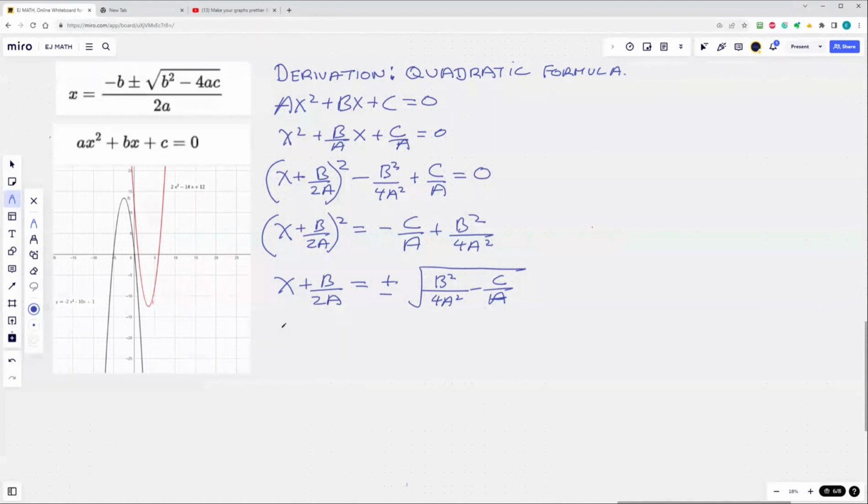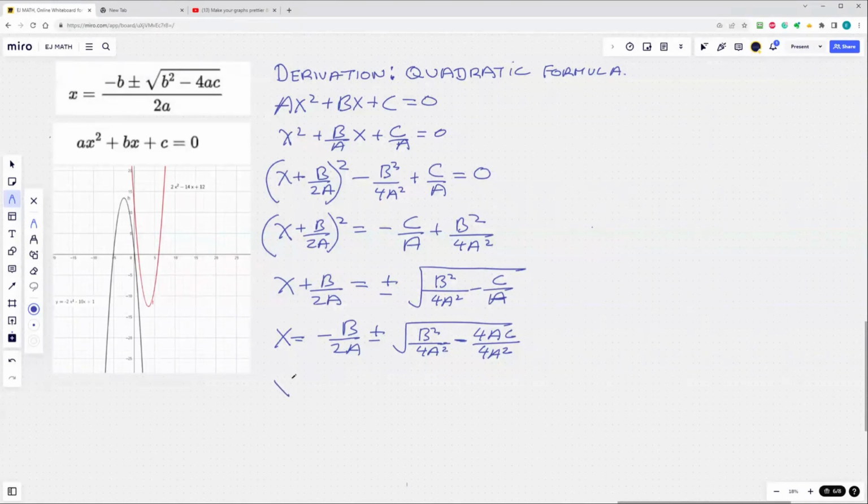So now I am almost done. I subtract minus b over 2a, and on the right I still have plus or minus, and now I'm going to get the common denominator. So I'll have b squared minus, and 4a squared will be the common denominator, and I'm going to multiply the right side by 4a, so it'll be 4a times c, so that I can put it over 4a squared.